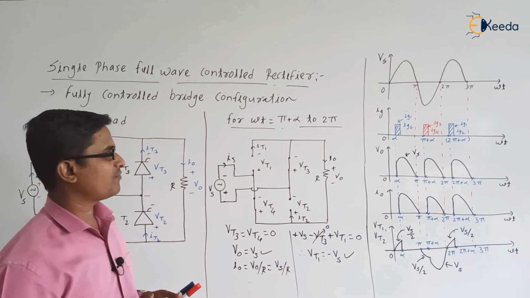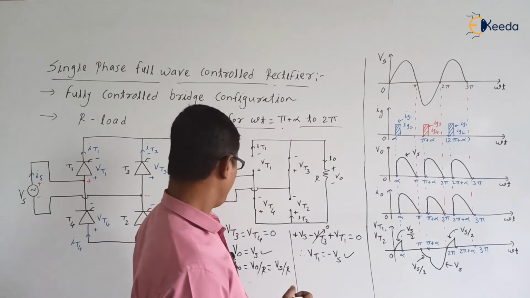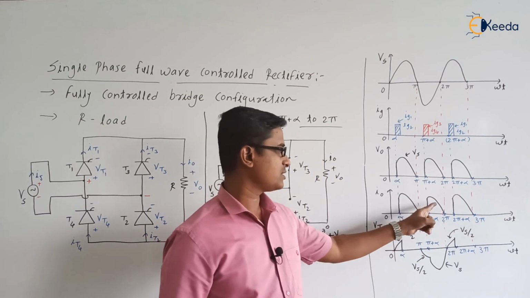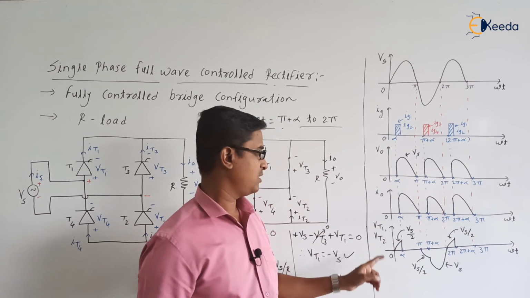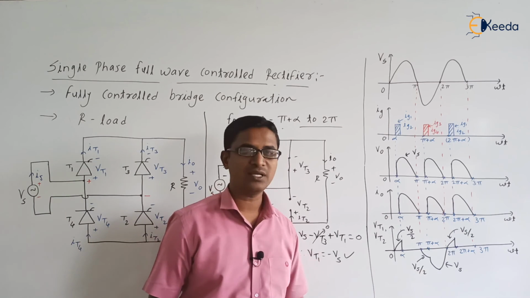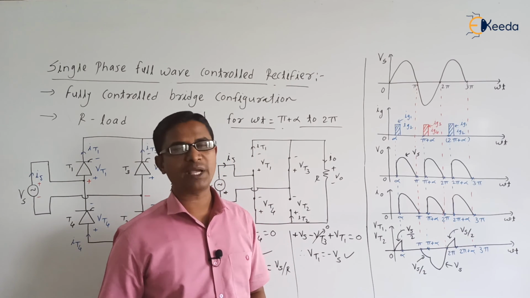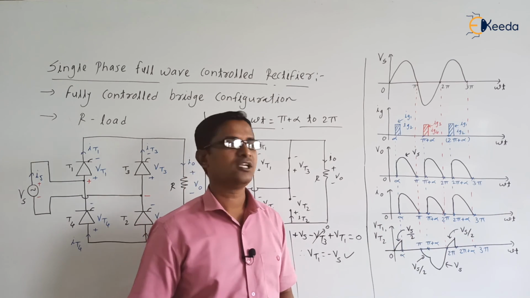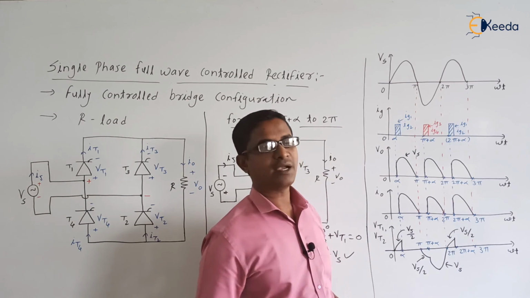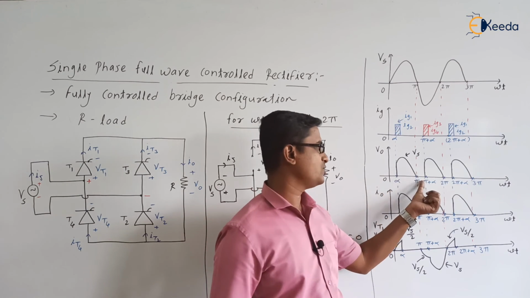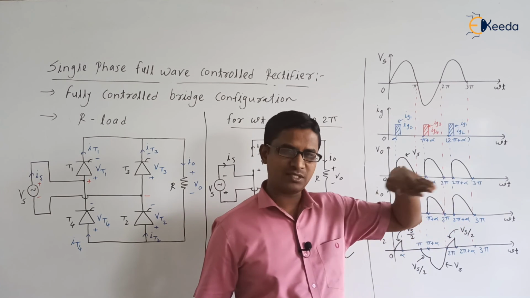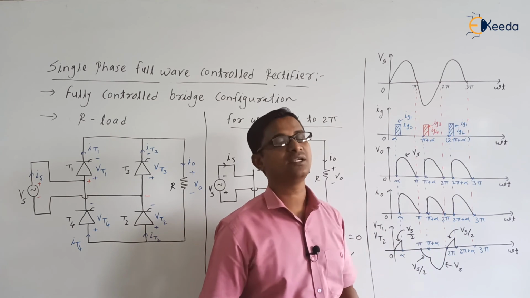So during pi plus alpha to 2 pi, V0 is the same as the supply voltage, but positive. I0 is in phase with V0, and Vt1 Vt2 is minus Vs, so it is negative. This will continue till 2 pi. After 2 pi the same cycle keeps repeating. The input is sinusoidal, an AC voltage, and the output has a positive value, zero value, positive value, zero value, so it is a DC. It is not a flat DC, it is a pulsating DC.